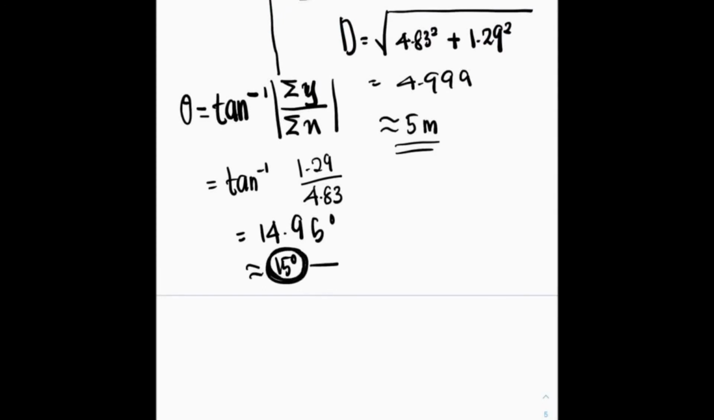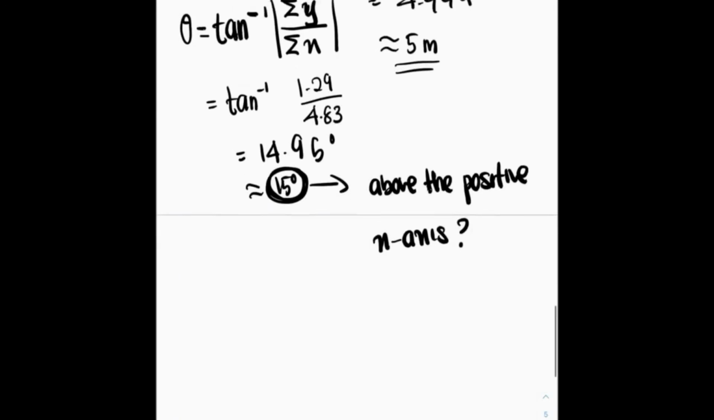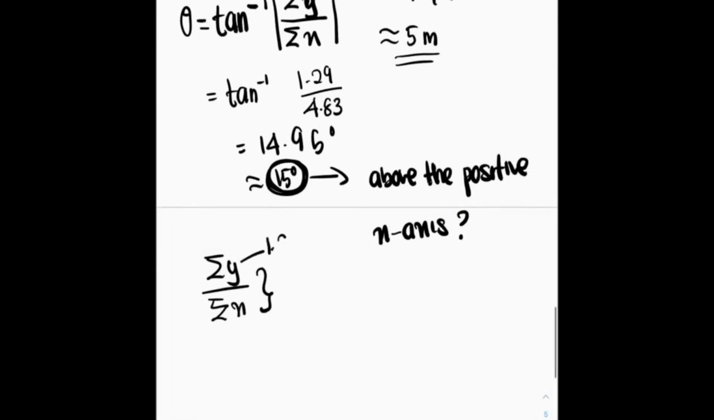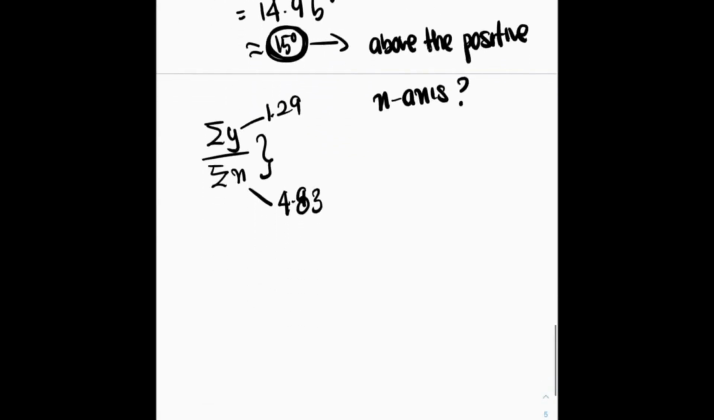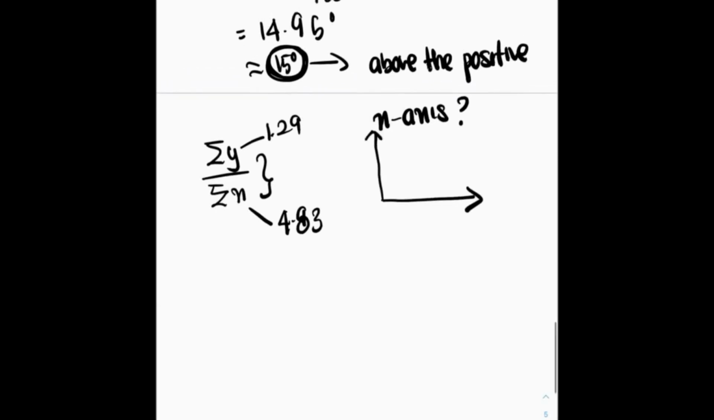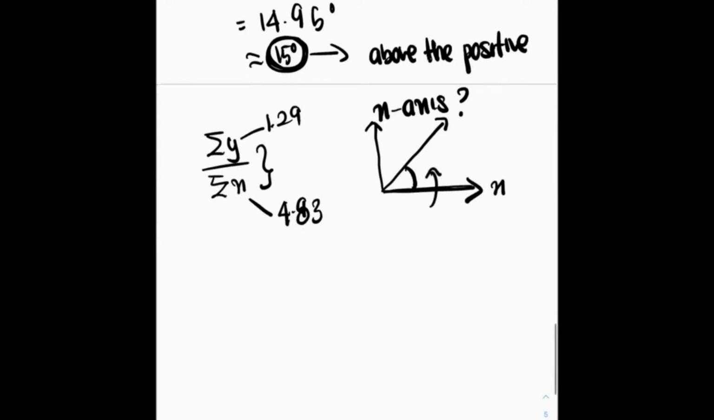So this 15 degree here, how can you be sure it is sitting above the positive x-axis? How? So you go back and look at the summation y and your summation x from earlier. Look back at these two. So your summation y was 1.29 and your summation x was 4.83. Okay, both your summations were positive. So your x was sitting in the positive x-axis and your y was sitting in the positive y-axis. Therefore, the resultant is obviously going to sit somewhere here. So the theta is always with reference to the x-axis. So this is what we call above the positive x-axis.